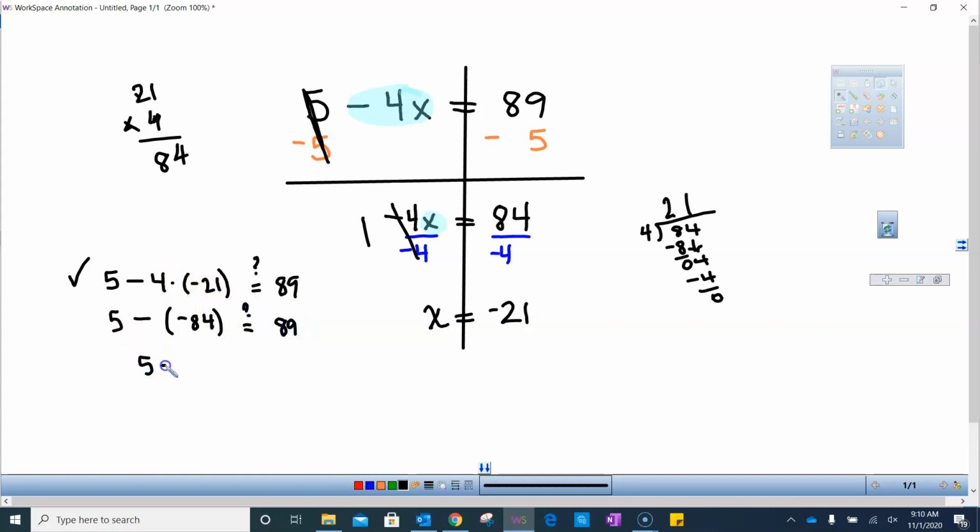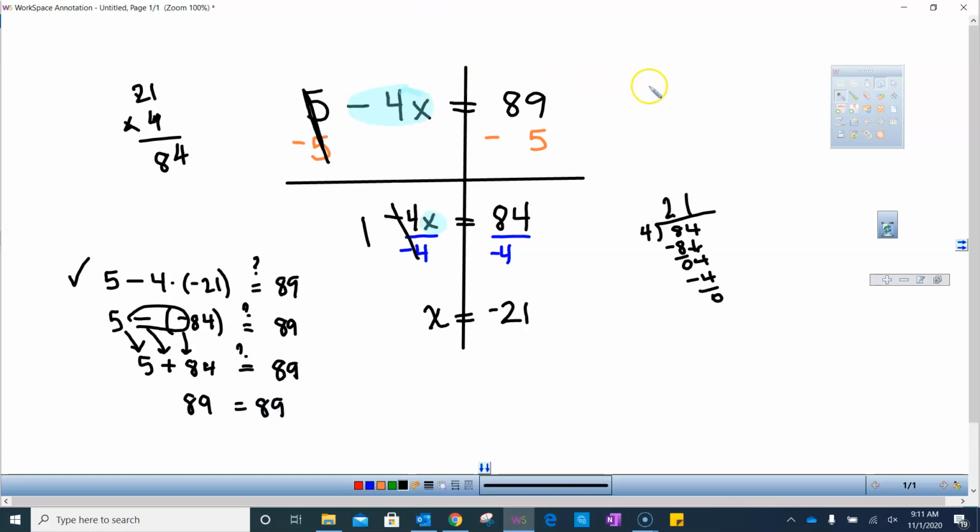And then we get 5 plus 84. Got a KAO, keep, add, opposite. That double negative becomes a positive 84. Does that equal 89? You get 84 plus 5 is 89, so it does.